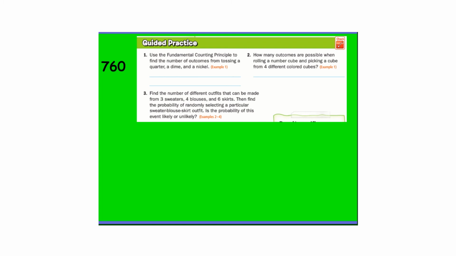For number 1, use the fundamental counting principle to find the number of outcomes from tossing a quarter, a dime, and a nickel. 8. 2 times 2 times 2. 2 outcomes on each coin makes 8 outcomes. Number 2, how many outcomes possible when rolling a number cube and picking a cube from 4 different colored cubes? 24.